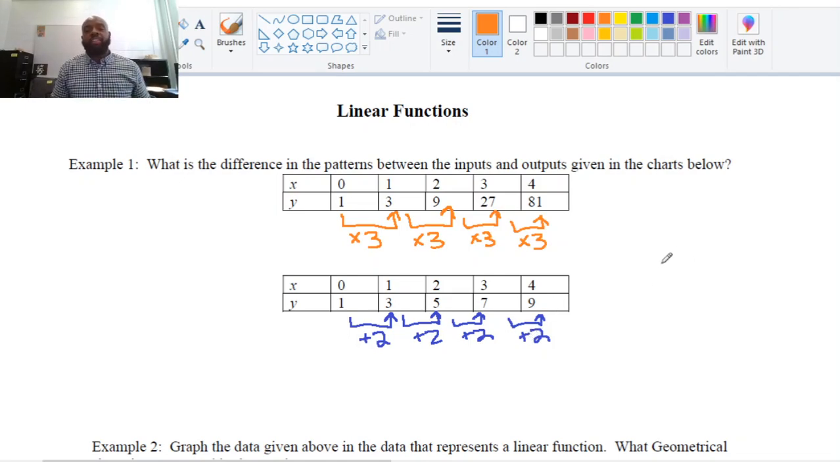Now, if I think about what these graphs are going to look like, notice how these y values are changing. I go up by 3, then I go up by 6, then I'm jumping up by 18, then I'm jumping up to 81. That's a lot. That's a huge number. This graph is going to look something like this.